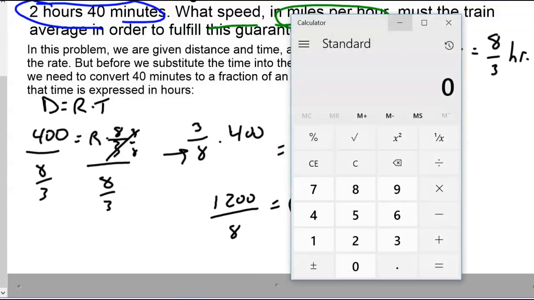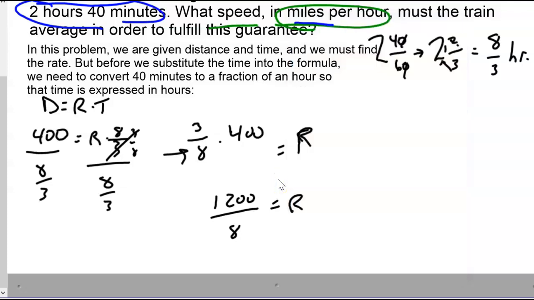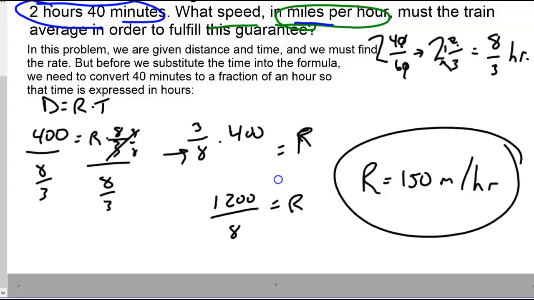Get our handy dandy calculator, and 1200 divided by 8 equals 150. So we will say that R equals 150 miles per hour. So, does that answer the question, how fast it needs to go? Yep, absolutely. It needs to go 150 miles an hour. Don't know if I personally would want to take it. It seems that's awfully fast.